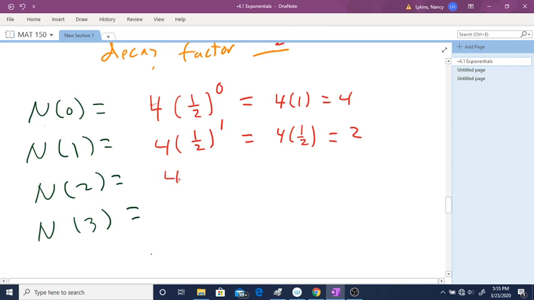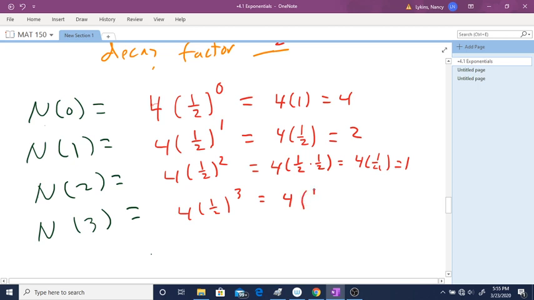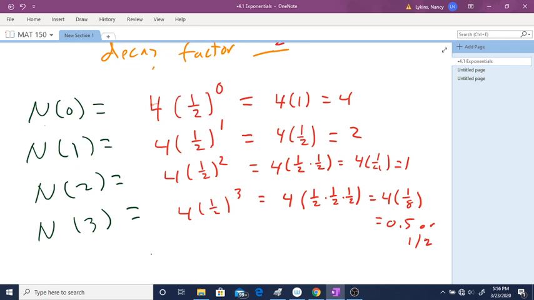Now my next one is going to be 4 times 1/2 squared. So that's like saying 4 times 1/2 times 1/2, which is 4 times 1/4, which gives me 1. And the last one, 4 times 1/2 to the third power. I'm going to kind of shorten this up a little bit. That's like 1/2 times 1/2 times 1/2, which is 1/8. So 4 times 1/8 is 0.5, or it's 1/2. Now notice with my answers, I start with 4, that's my initial value, and I cut it in half because that's my decay factor. So 1/2 of 4 is 2, then 1/2 of 2 is 1, 1/2 of 1 is 0.5 or 1/2. That's how we need to look at this.